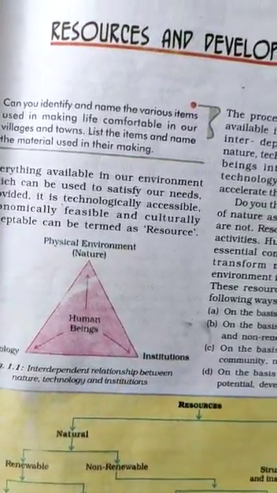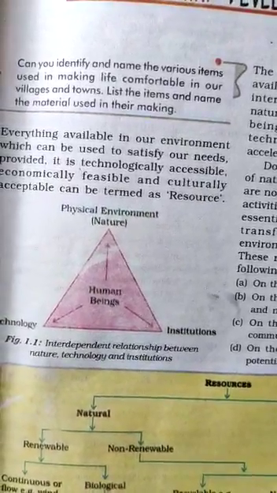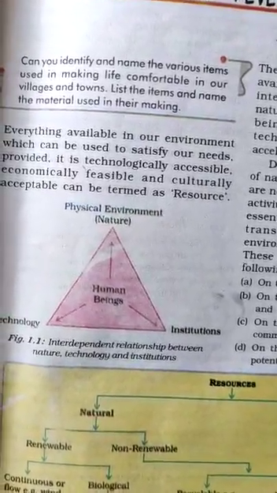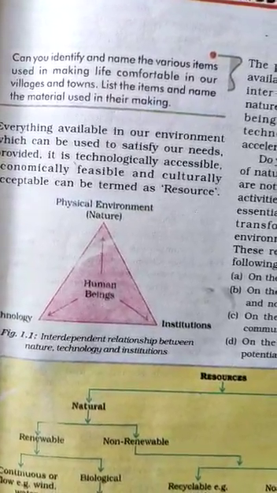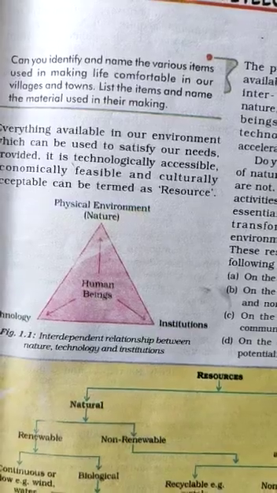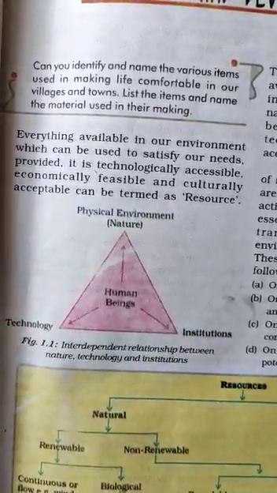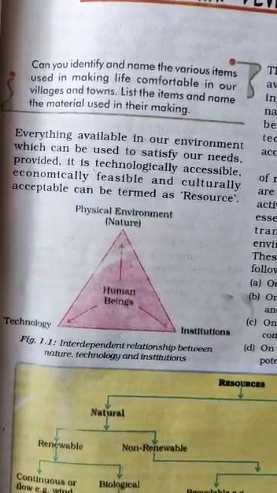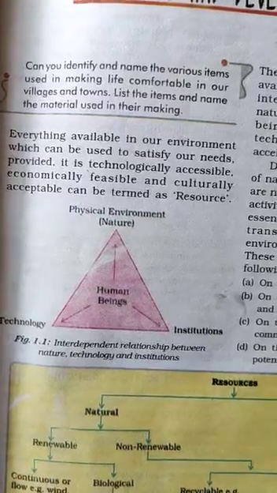So the process of transformation of things available in our environment involves an interdependent relationship between nature, technology and institutions. Human beings interact with nature through technology and create institutions to accelerate their economic development.